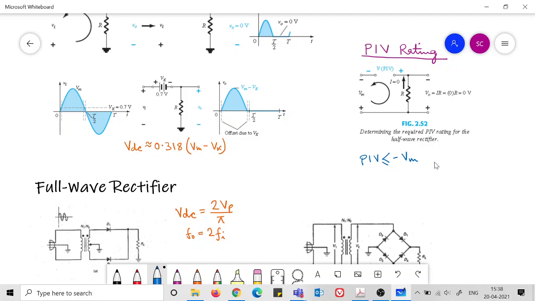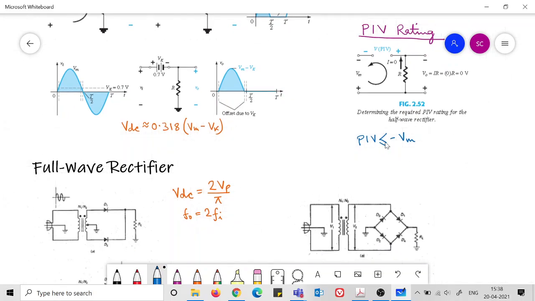Yes, yes. Because PIV should be less than... what is the PIV? The peak inverse voltage, which the circuit should not cross in the reverse bias condition. So the maximum voltage that appears across the diode in the reverse bias condition, your PIV must be less than that. Okay.